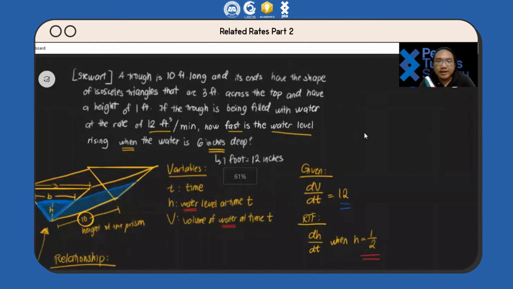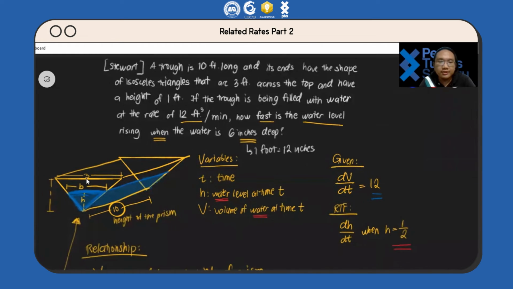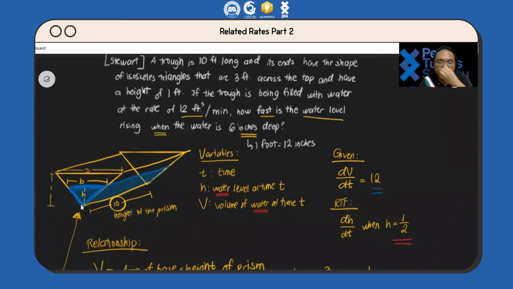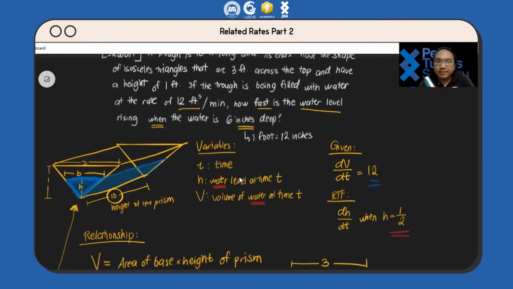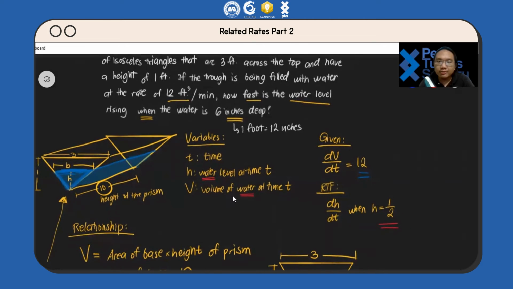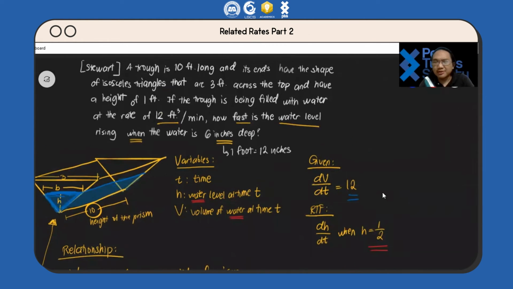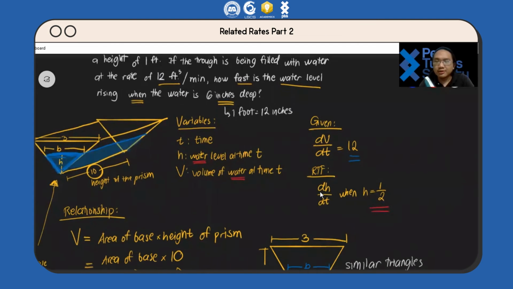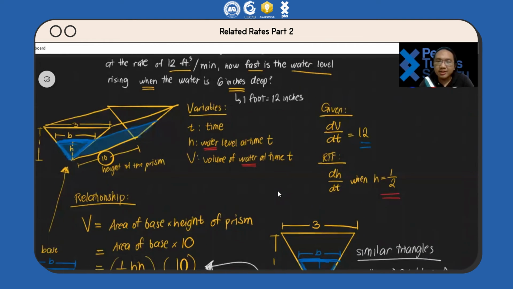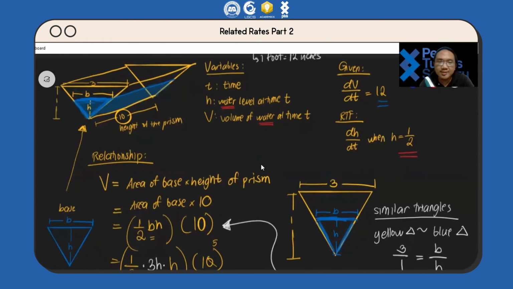So let's have a recap. First, we drew the figure. We have our figure over here. We identified our variables, namely t for time, h for the water level at time t, followed by V, the volume of the water at time t. We listed our given. We only have one given actually: dV/dt is equal to 12. What are we required to find? dh/dt when h is equal to 1/2 or 6 inches.